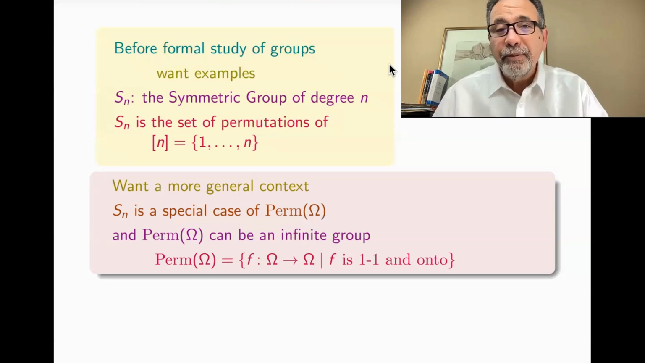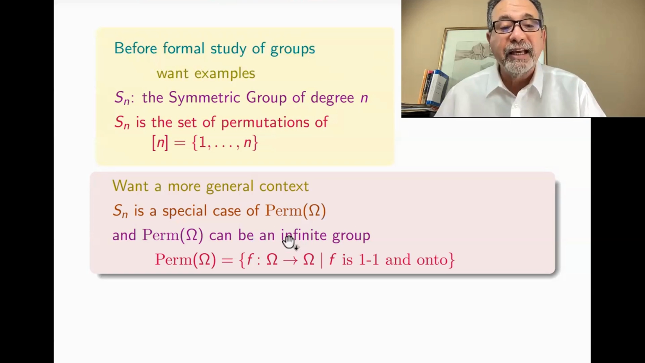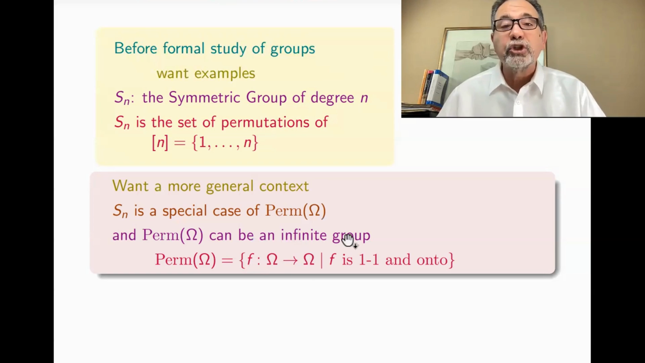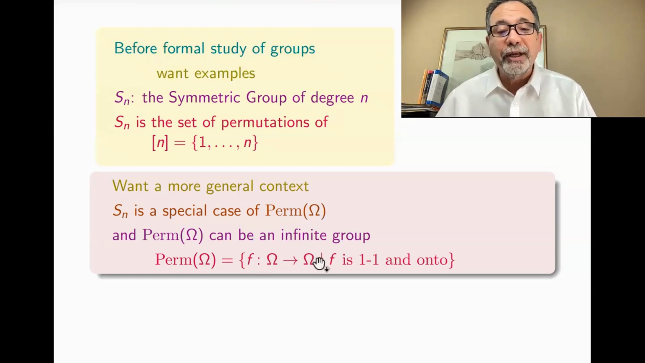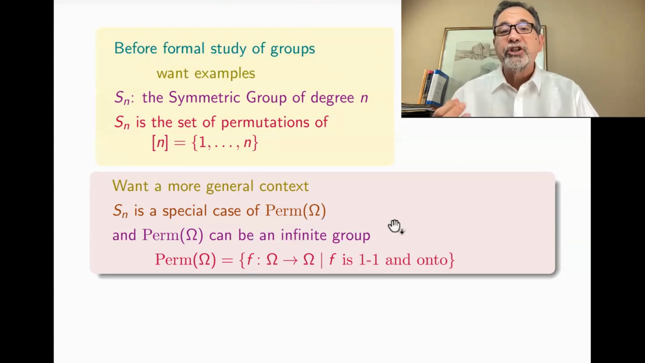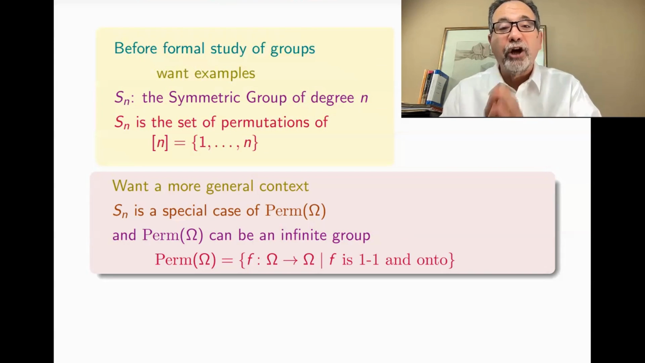So what is a permutation of omega? We'll go into much more detail in a moment, but it's all the functions from a set omega to omega. Omega is your favorite set, could be finite, could be infinite. And you look at all the functions where the domain is omega and the codomain is omega, and the function is a bijection. Bijection is another word for the function having the two properties of being one-to-one and onto.